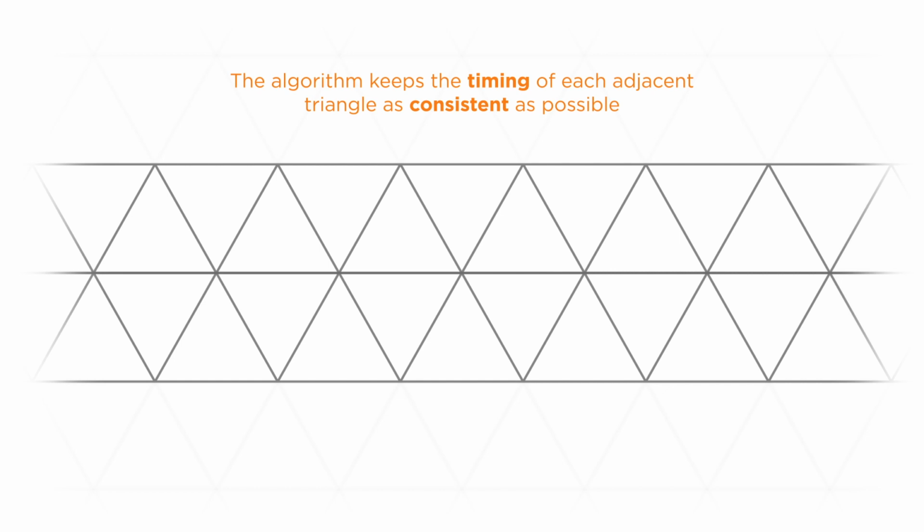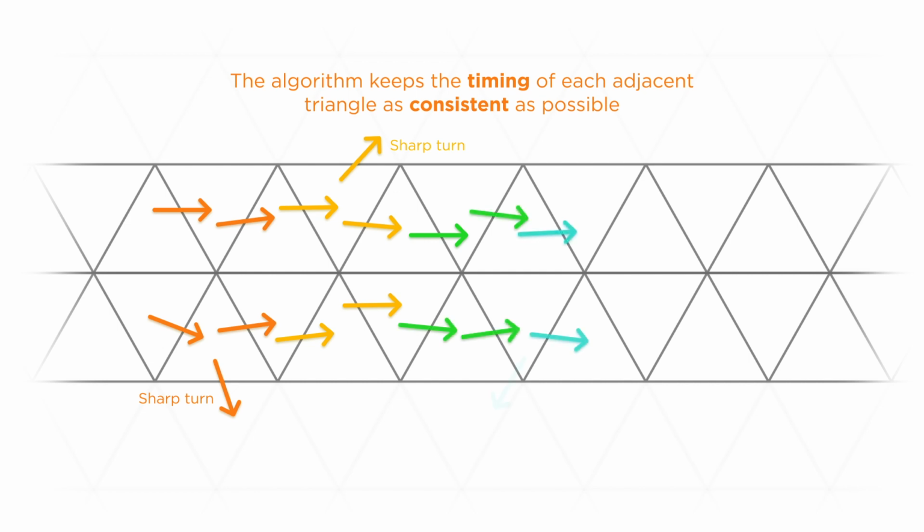Coherent also applies logical and anatomical constraints on the vector map. The algorithm tries to keep each triangle as similar as possible to its neighboring triangles. No sharp turns allowed.